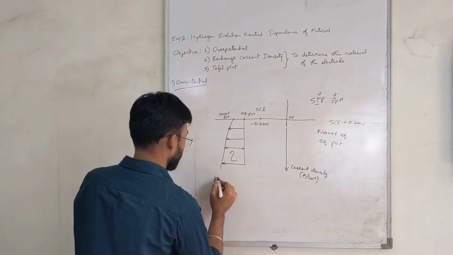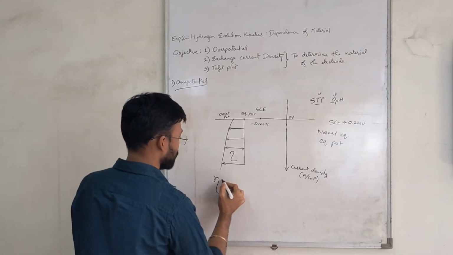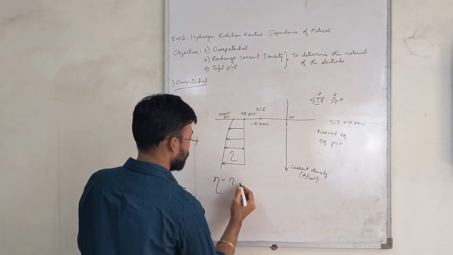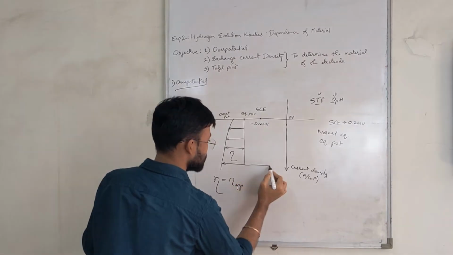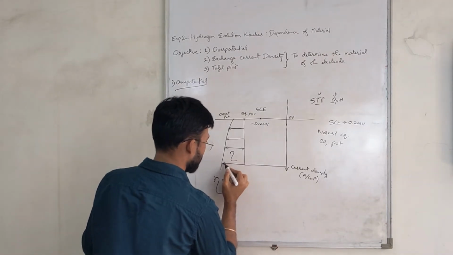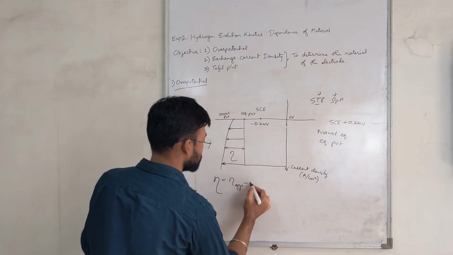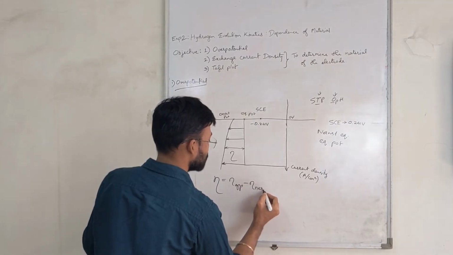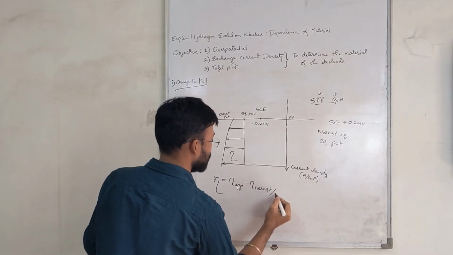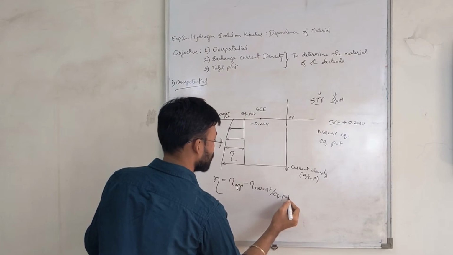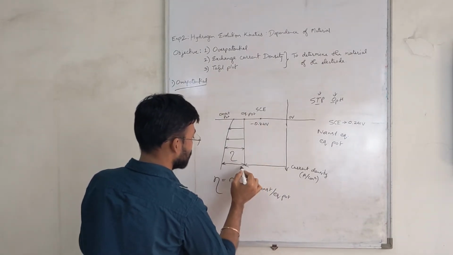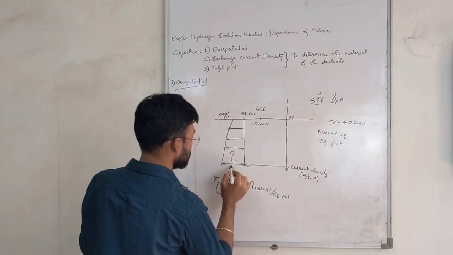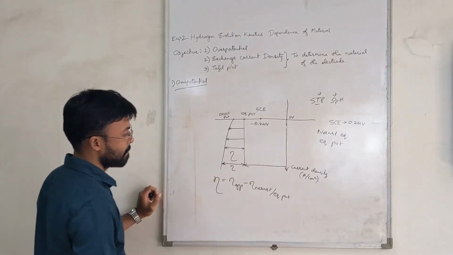So the equation to find the overpotential is the voltage applied minus the Nernst or the equilibrium potential. So if you subtract this part, you will get only this value, which is the overpotential.